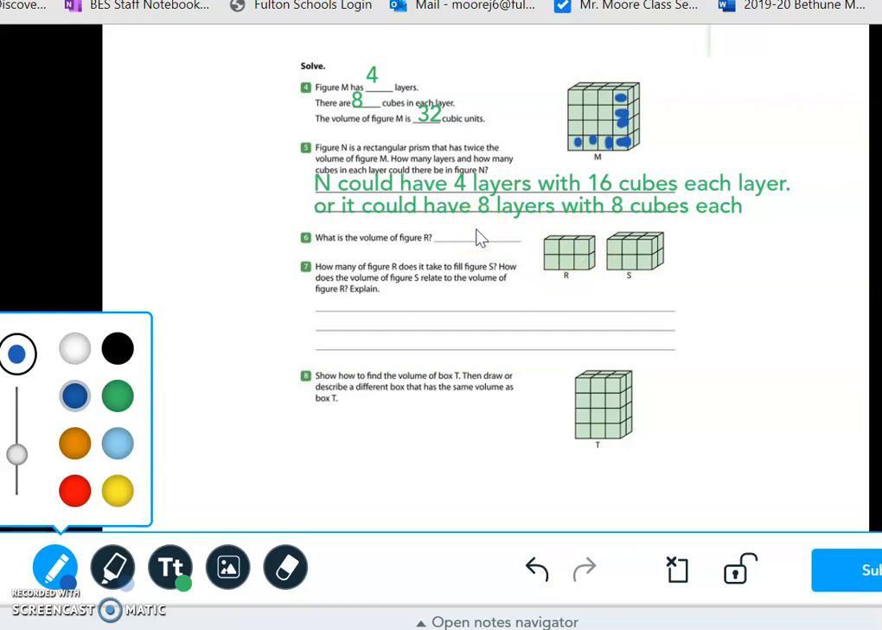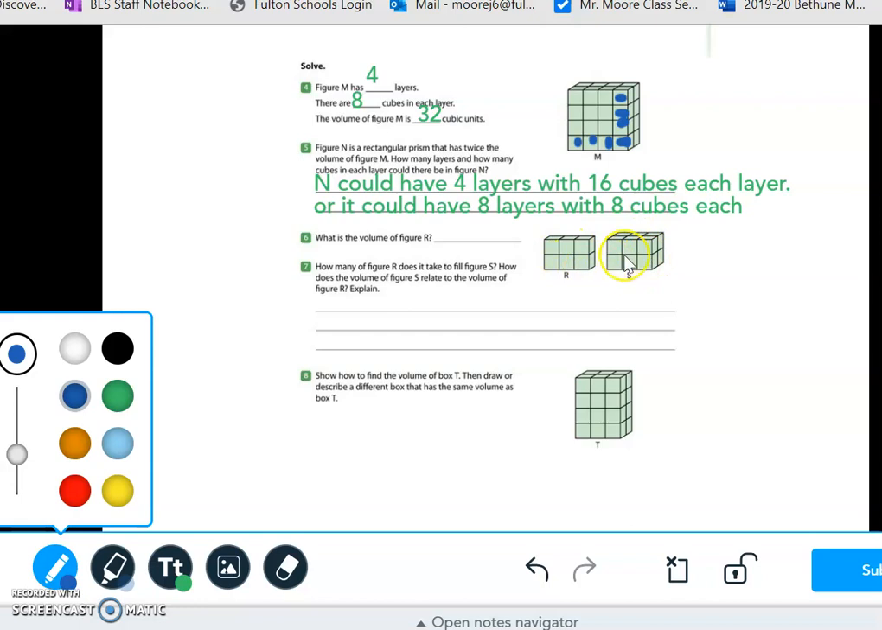And for our next one, it says, how many figure R does it take to fill figure S? And how does the volume of figure S relate to the volume of figure R? And explain. So first we see that we have 6 here, and here we can already see that we have 12. That's 1, 2, 3, but we have 2 rows of it, so that's 6 on each layer, but we have 2 layers, so that's 6 by 2, which gives us 12.